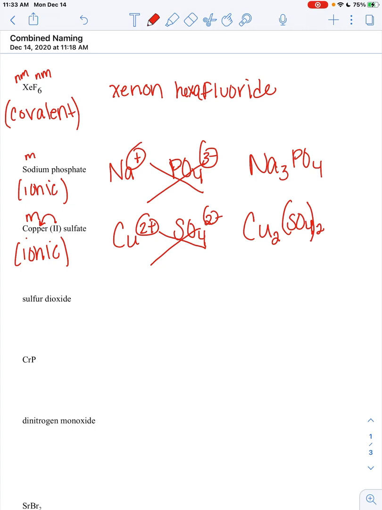Now, because this 2 is on the outside of the parentheses, it can be simplified with this one. We cannot simplify anything inside the parentheses, anything that's part of the polyatomic. But because the 2 is on the outside, we can get rid of it. And our final answer would be CuSO4. If you wanted to keep that parentheses around SO4, you could.